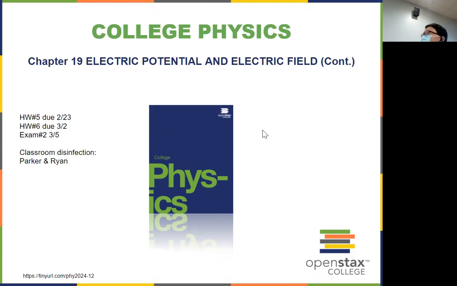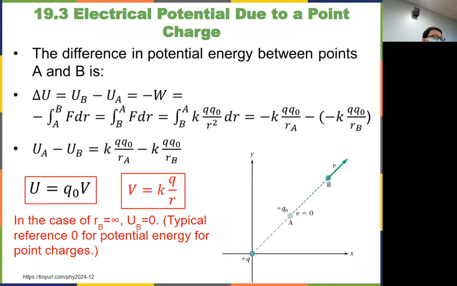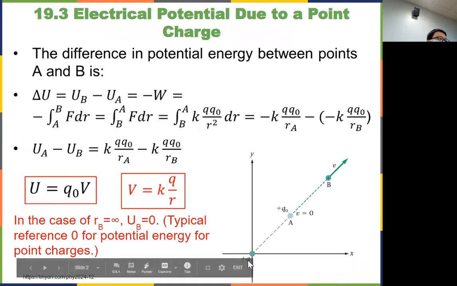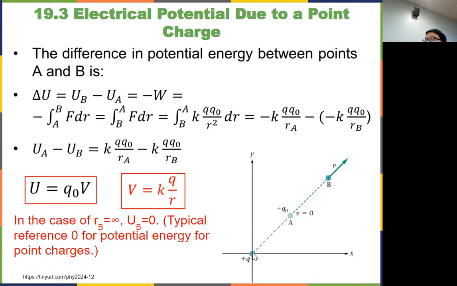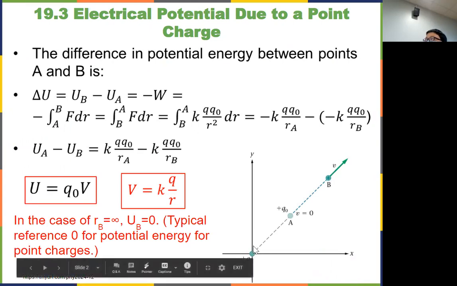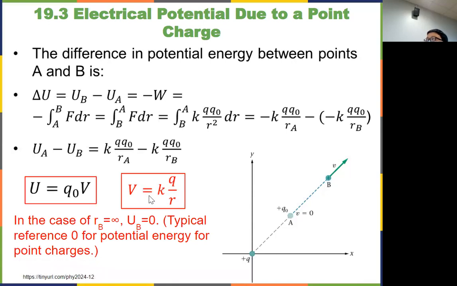So let's get started on the lecture part. Last time we took a look at electric potential due to a point charge. If you have a point charge in space, it will produce an electric field. So then the potential at any point that is r away from this point charge is equal to this. Okay, so V, capital V for electric potential, is k, the Coulomb's constant, times Q, the charge, divided by r, the distance from the charge, okay?